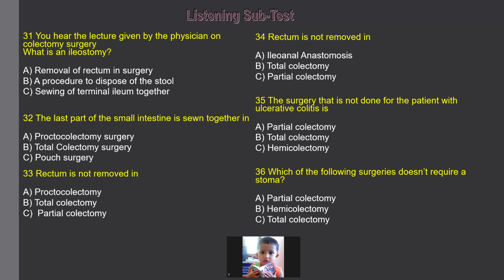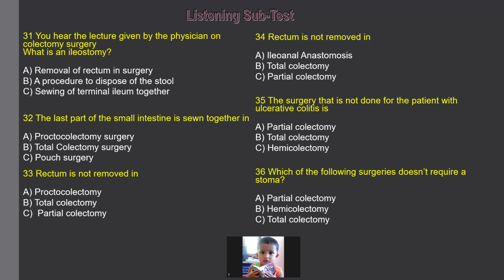J-pouch surgery is an ileal pouch anal anastomosis, which is done along with proctocolectomy or after proctocolectomy. In this surgery, the last part of the small intestine, called the terminal ileum, is sewn together in the shape of a J and can then hold stool for a period of time, serving like a rectum.